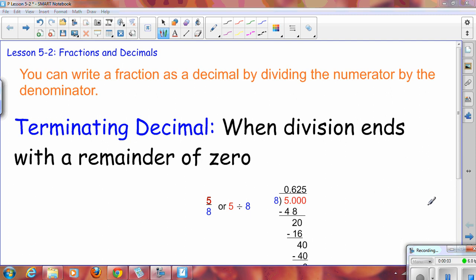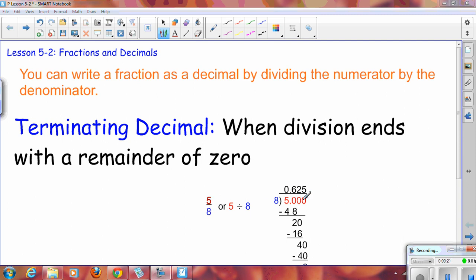Hi, today we're going to do lesson 5-2, fractions and decimals. Now, fractions and decimals are both parts of numbers, and you can write a fraction as a decimal by dividing the numerator by the denominator. Okay, so with 5/8, we do 5 divided by 8.